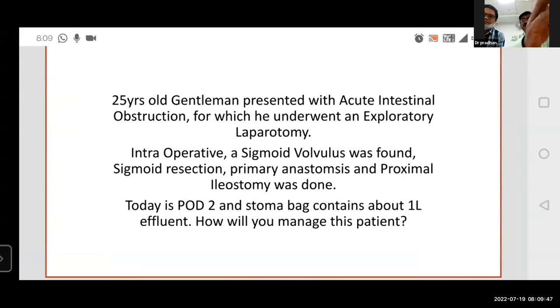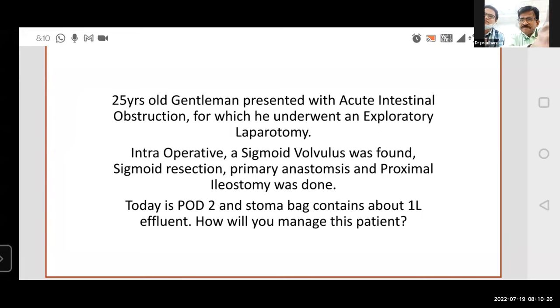So this is a very common post-op scenario where you find a patient underwent a laparotomy for intestinal obstruction and you did a sigmoid resection and primary anastomosis and did an ileostomy. Nitesh, if you were the surgeon, would you have done the same procedure or do you have a difference in opinion? Same procedure. What is the justification? In a patient who has undergone a left colonic resection, what is the rationale for doing a proximal diversion?